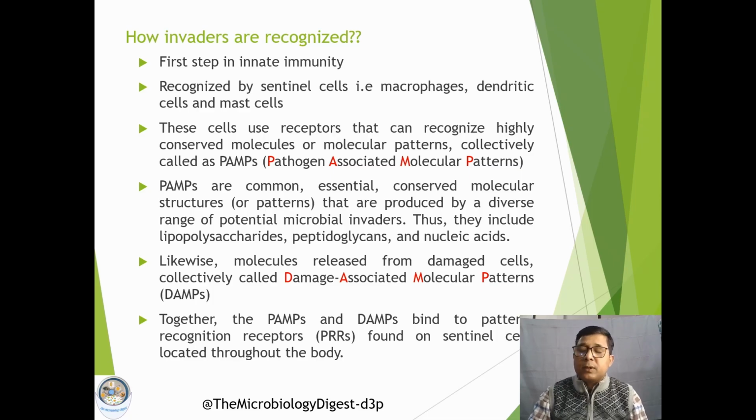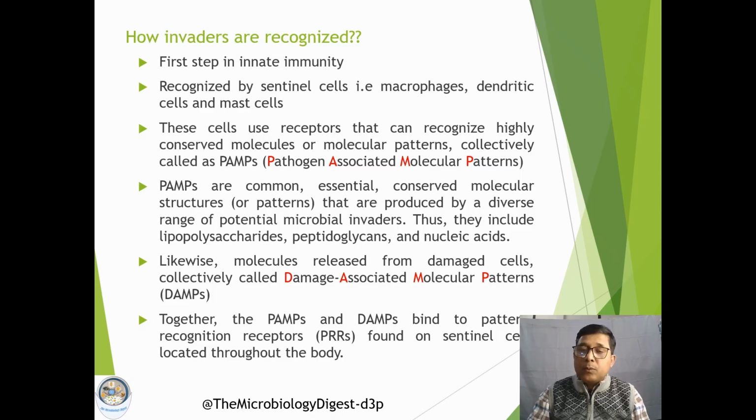Then suppose these invaders are not microbes, but some of the cells released from our damaged tissue. These can also be recognized as molecular patterns. They are called damage associated molecular patterns, in short, DAMPs.